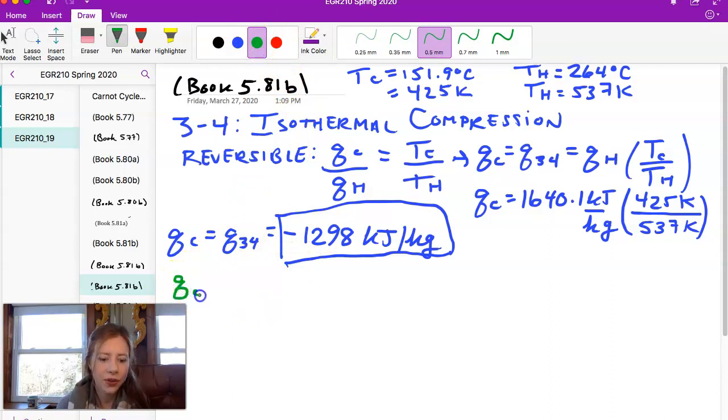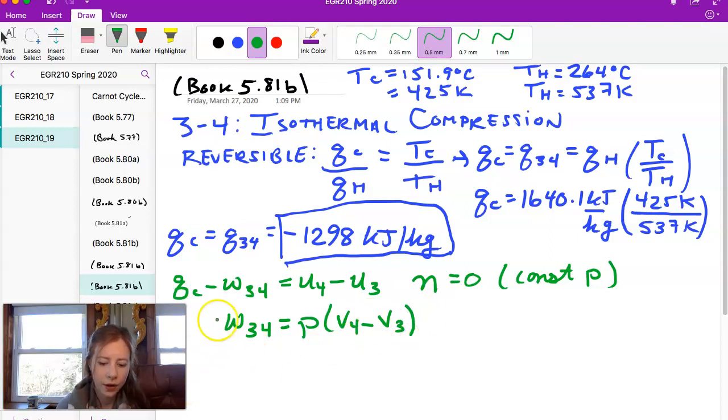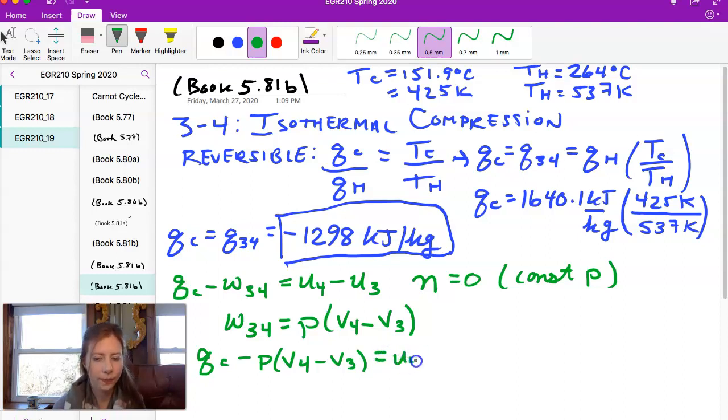So doing an energy balance, QC minus W34 is equal to U4 minus U3. And once again, W is 0 for this process except for the boundary work because of the constant pressure compression. And so W34 is going to be equal to P times V4 minus V3. Okay. So here we end up with QC, and let's sub in P times (V4 minus V3) for W34. QC minus P(V4 minus V3) is equal to U4 minus U3.